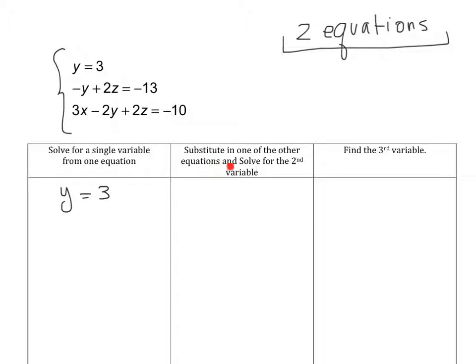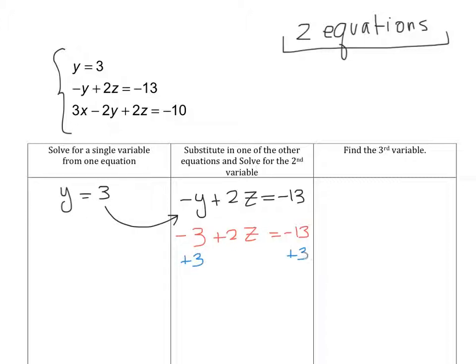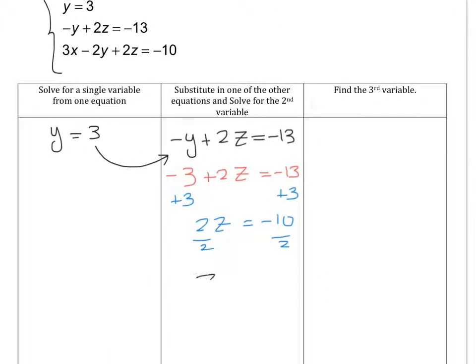Now our second step is we're going to be substituting this value in the second equation. Now again, this is just specific to this example. So let's go ahead and plug in 3 in our second equation. So we end up having negative 3 plus 2z equals negative 13. Let's isolate the z by adding 3 to both sides. So 2z will be equal to negative 10. Divide both sides by 2 since we're solving for z. z will end up being equal to negative 5.